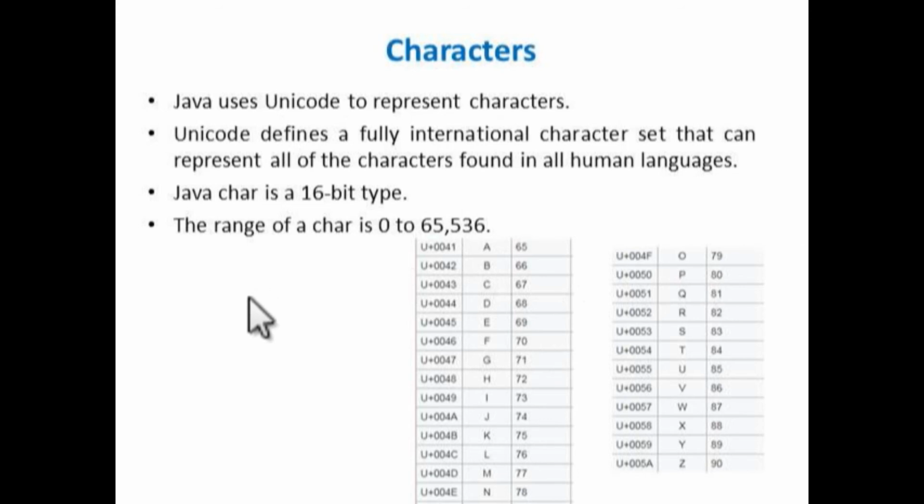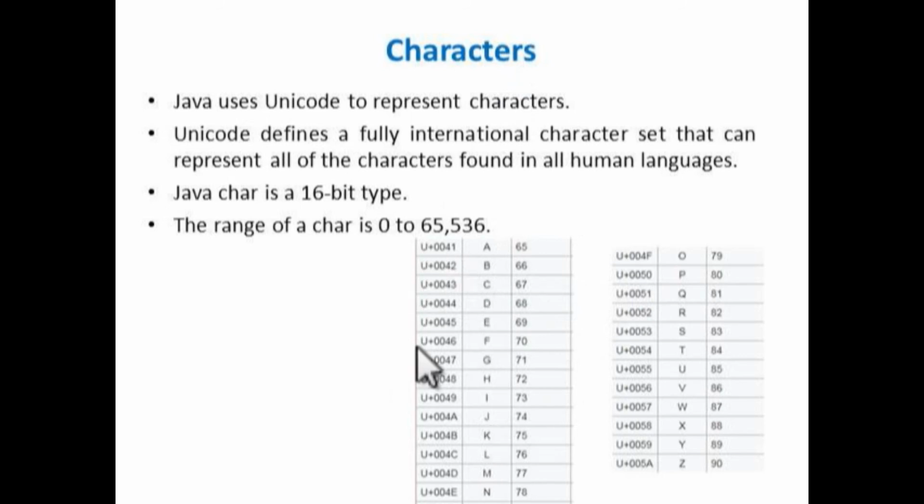And the next one is character. In Java, Unicode is used to represent the characters, so it supports the international character set. Here I am showing a small example, that is to represent alphabets, the capital letters.